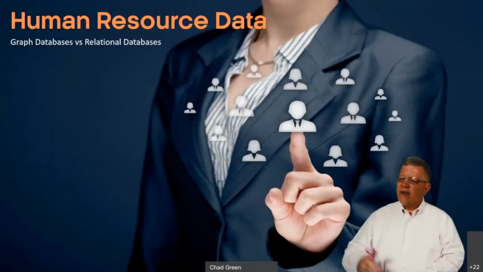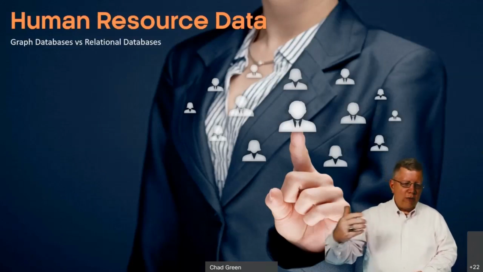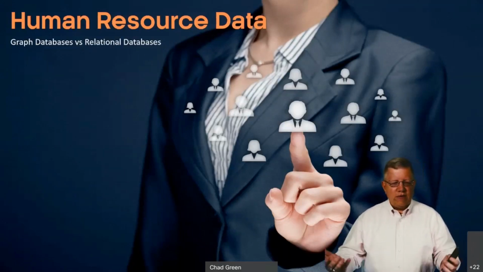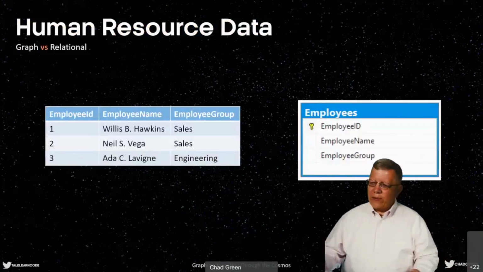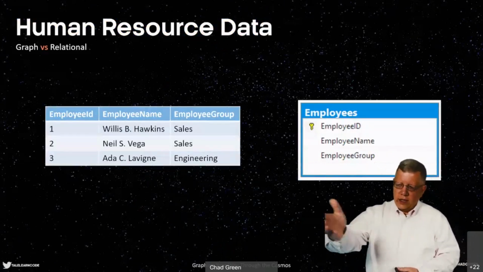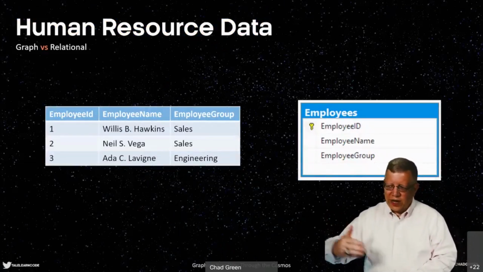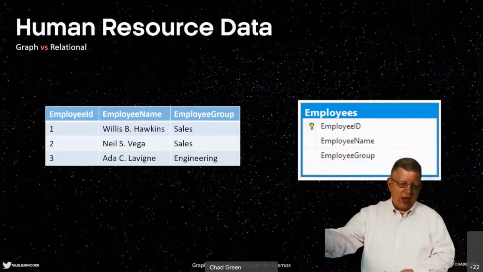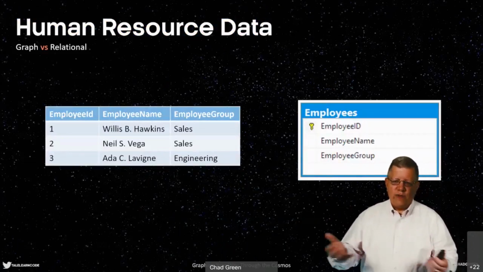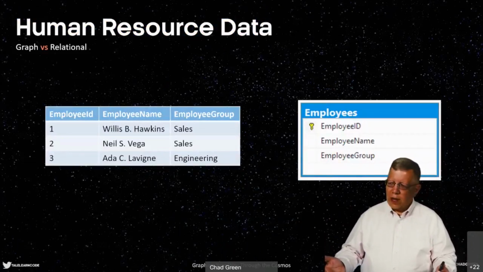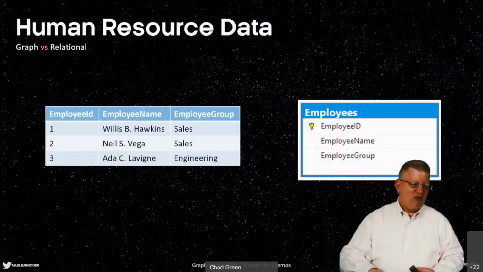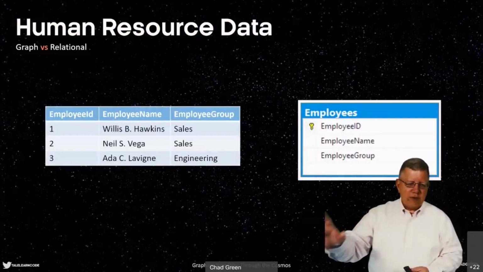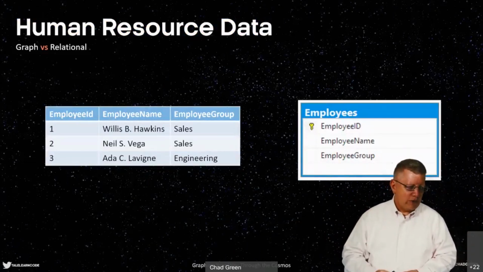So sure enough, we'll start off with a human resource database, just some general information. We have this table: employee ID, employee name, employee group. So a very simple table. Honestly, anyone who's been doing databases for a while would say you should make this change or that change. But that's okay. Again, we're purposely keeping this a little bit simpler.